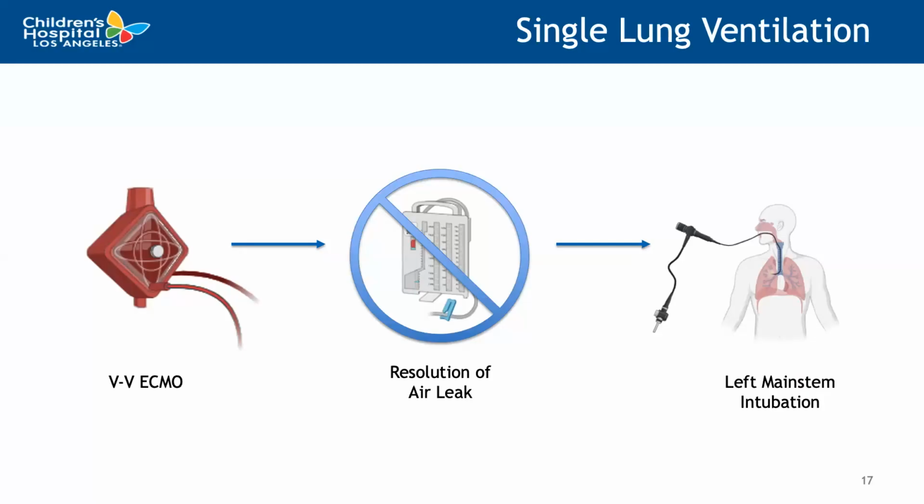Over the course of his run on VV ECMO, the air leak did go away. We were able to clamp the chest tube, and at that point, with the left side tamponaded, we were then able to focus on the right side of the lung and those persistent pneumatoceles.